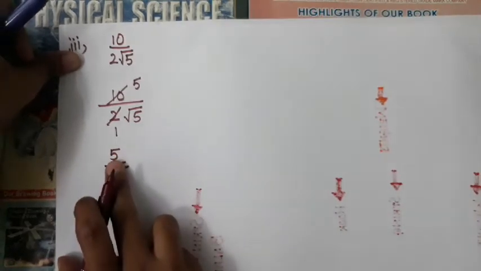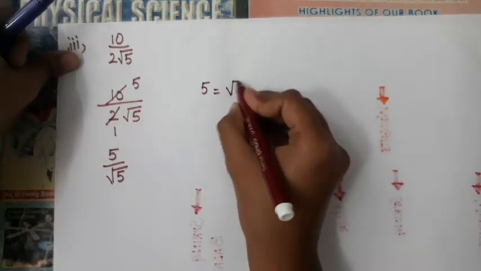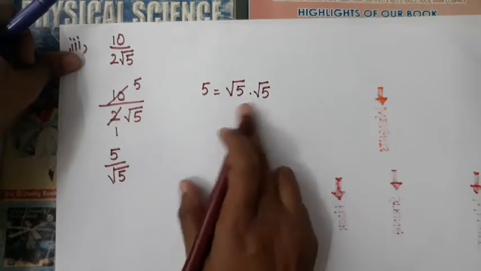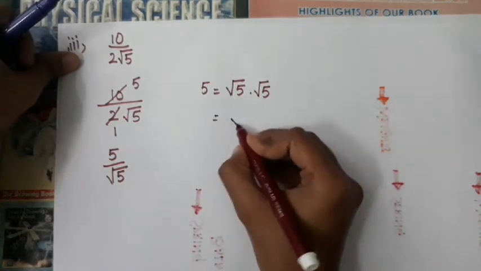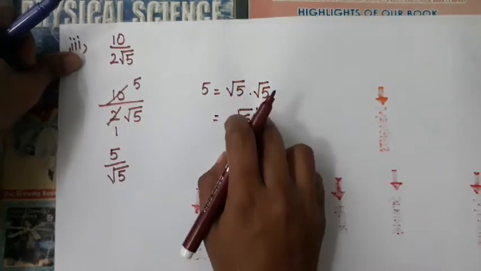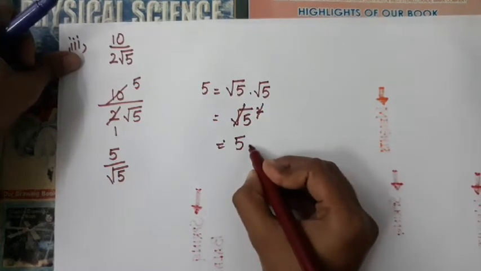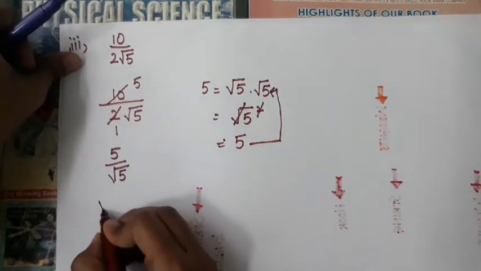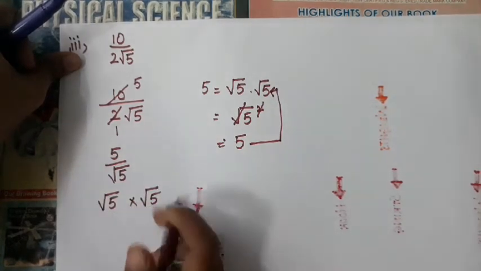In place of 5, how can I write? In place of 5, we can write root 5 into root 5. How? Root 5 into root 5 is nothing but root 5 square. As we have 2 times, I am writing square. Square and root gets cancelled. What we are left over with is 5. So in place of 5 we can write root 5 into root 5.